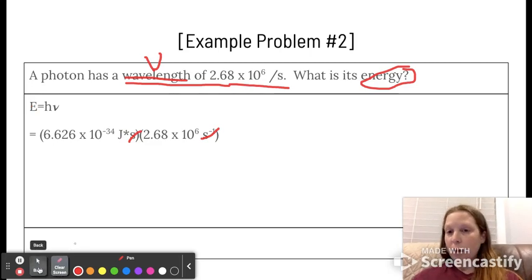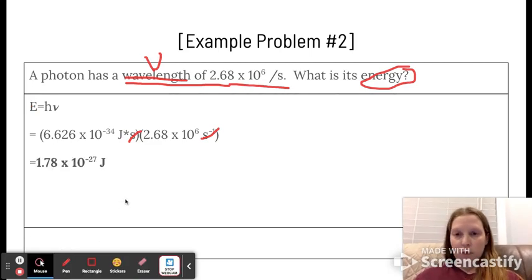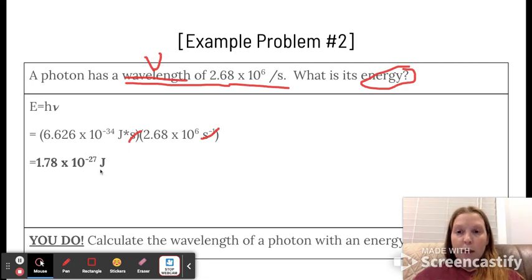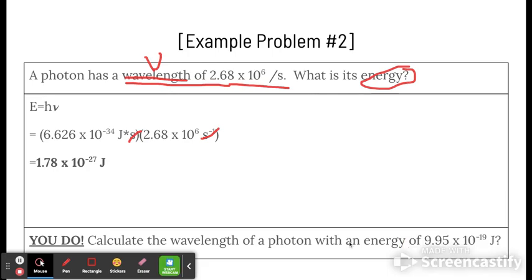So we're going to multiply those out and get our answer here. And now you can go ahead, pause your video, and try this bottom example here.